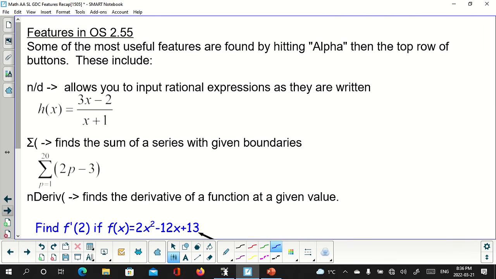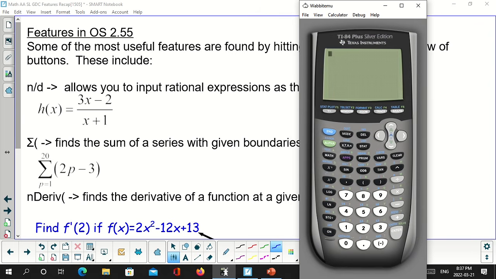The next selection of features we'll take a quick look at is what you'd find by hitting alpha and then the top row of buttons. Most of these can also be found under math, but they're a nice shortcut this way. So if I hit alpha y equals, I get this little menu. And the n over d is really nice. So here I can put in something like 3x minus 2 all over x plus 1. I can just put in something that looks like it's sort of textbook formatted.